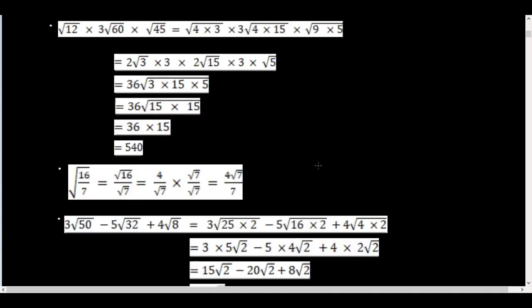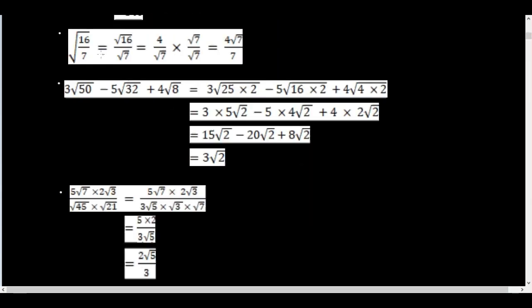Now we want to simplify surds which are in fraction form. Using the above property, we know that we can distribute the square root sign to the numerator and the denominator. Therefore we have root 16 over root 7. Then root 16 is what? It is 4. Therefore we have 4 over root 7.